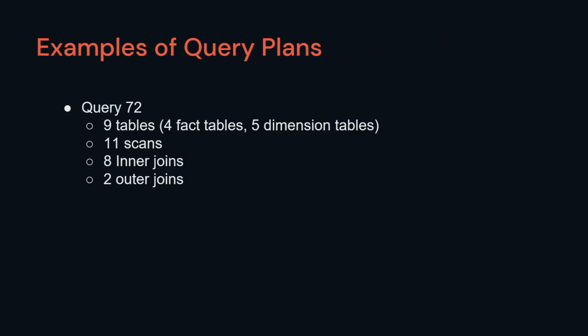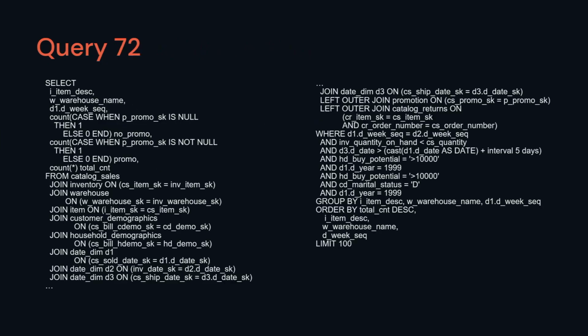So let's spend a little bit of time talking about that. Query 72 has 9 tables. It has 4 fact tables and 5 dimension tables. It does 11 scans. One of the dimension tables, the date dimension, is scanned 3 times. It has 8 inner joins and 2 outer joins. So if you are going to do join planning and improvements in join planning, this is a fun query to work with. This is what the query looks like.